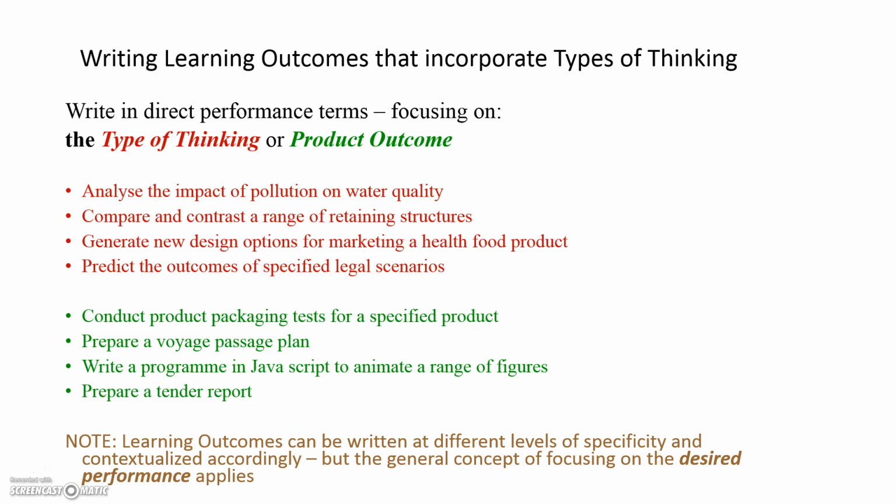And a final point of note at the bottom is that these learning outcomes can be written at different levels of specificity and contextualized accordingly. But the general concept of focusing on the desired performance applies. So it could be a thinking performance or a real-world performance that underpins thinking. I hope that helps. There's a little bit of thinking involved in digesting this, but you can play it over a couple of times.